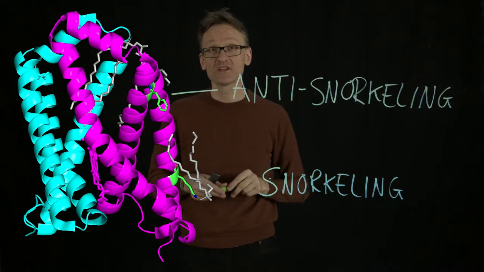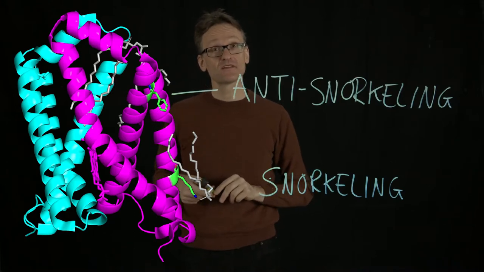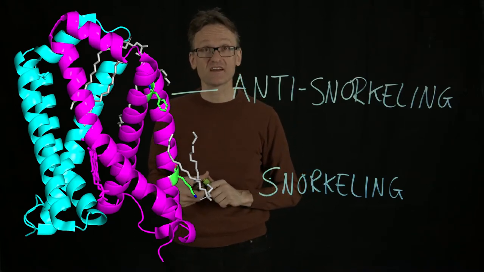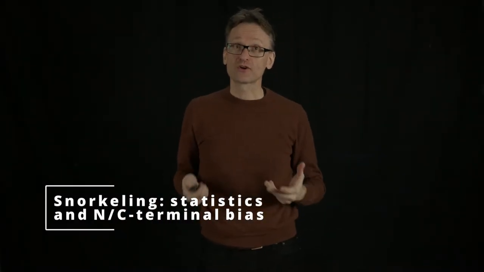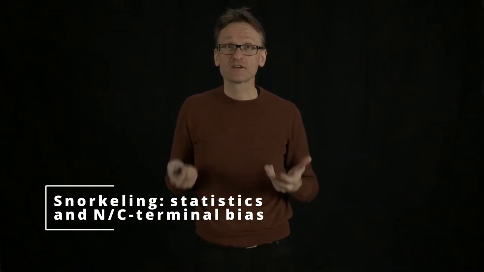These are important concepts to understand. We see them in proteins now and then, and in particular, it's something that we can use in protein design later on, and in particular to understand how the membrane proteins work. So the problem with showing you snorkeling and anti-snorkeling in a single structure is that there are too many fluctuations and there might just be 1 or 2 residues that exhibit that property.